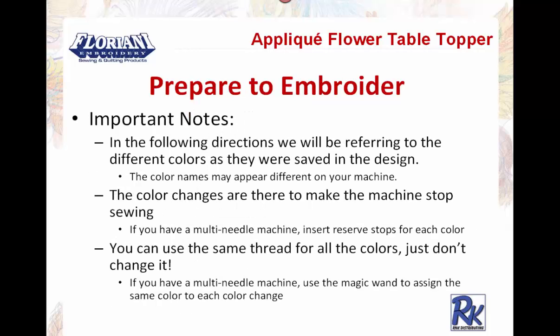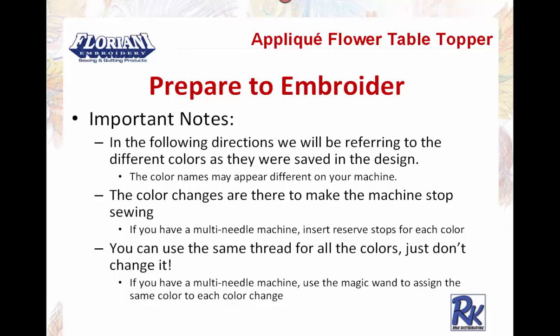Now, as we go through this, and as you stitch this out, it's important to remember that we're going to be referring in this presentation to the different colors as they were saved in the design, but the color names are probably going to look different on your machine. Don't flip out about that. Just get the sequence down and you'll be fine. We have a lot of color changes in here, and those color changes are there to make the machine stop sewing. That's real important when you're doing appliques because you're going to stop sewing in between each applique and take it out of the machine and put your applique fabric down and trim your applique fabric. So those color changes are there to make the machine stop.